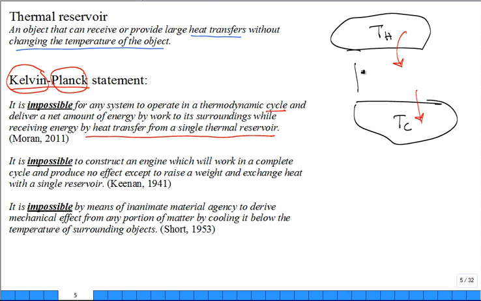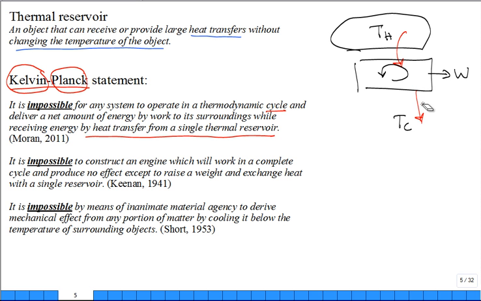Meaning that I want this system right here to operate in a cycle. Often you put a circle indicating it's operating in a cycle, and it's producing work. But it's impossible to have that. Only a heat source and heat engine producing work. That's what he said. Let's read the next one.